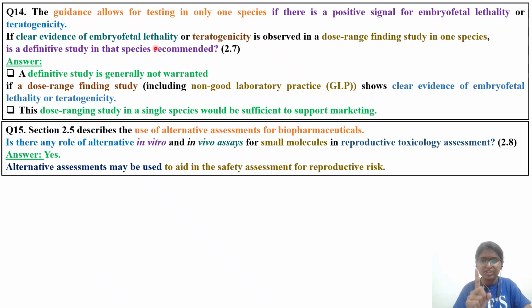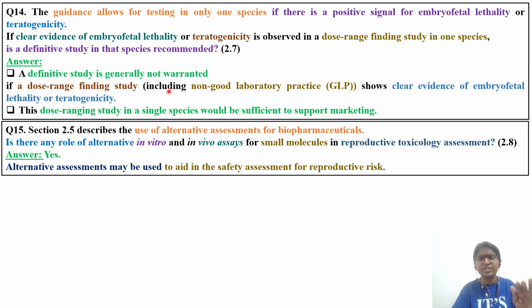So if there is a positive signal for embryo lethality or teratogenicity, one species is enough. If clear evidence of embryo lethality or teratogenicity is observed in dose ranging findings, and these dose ranging findings can be even non-GLP, in one species, is a definitive study in that species recommended? This is the question asked by the scientist. What is the answer given by the regulatory agency? We'll see: a definitive study is generally not warranted.